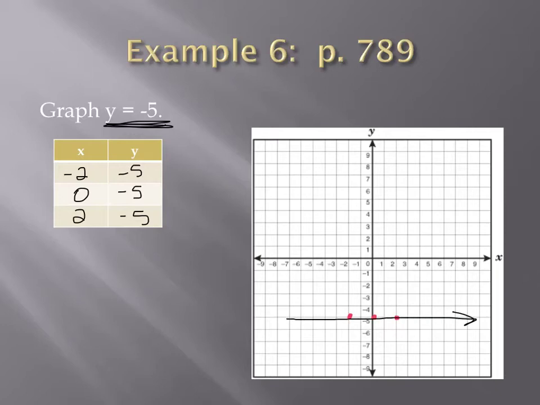Okay, so if you only have one variable, your line is not going to slant at all. In this case, it's going to cross the y-axis at negative 5. The y value is always going to be negative 5. Okay, so remember, if it's y equals some constant k, you have a horizontal line.